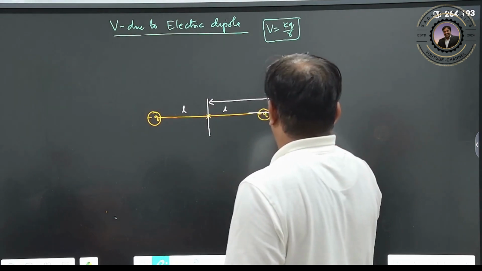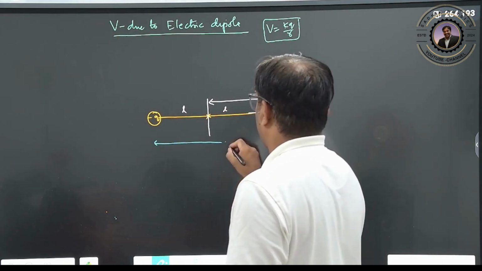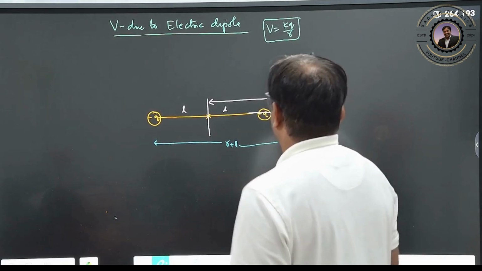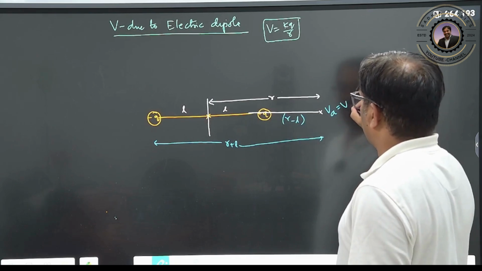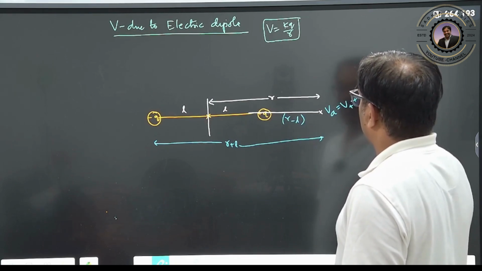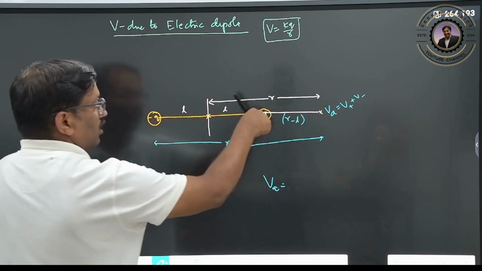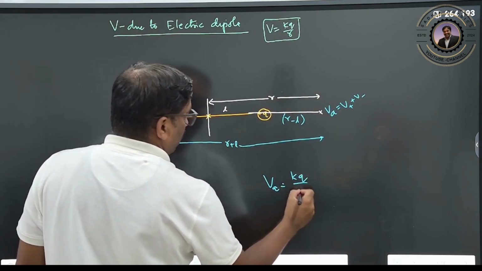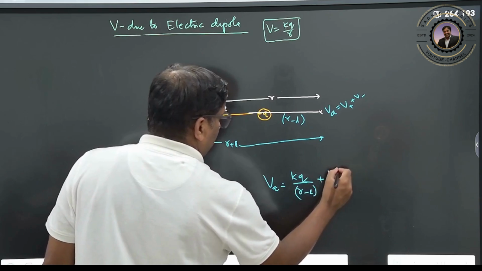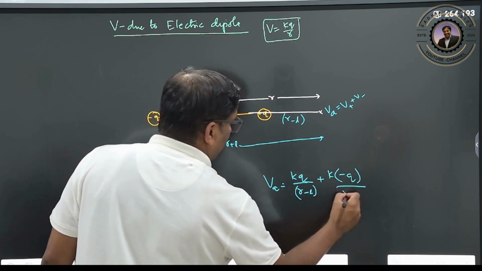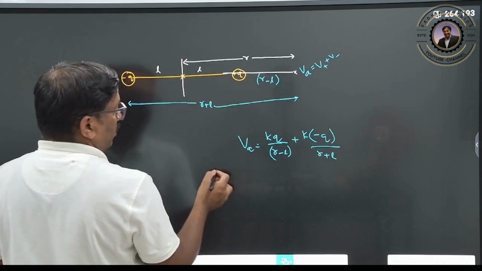Directly due to this one, therefore this is nothing but R minus L. So this distance is nothing but R plus L. Clear? So the potential at this point along the axial line is the potential due to the positive charge plus the potential due to the negative charge. The potential due to the positive charge is kQ by (R minus L), plus k into minus Q by (R plus L). Clear? Why? Because it is a negative charge, so negative potential here.